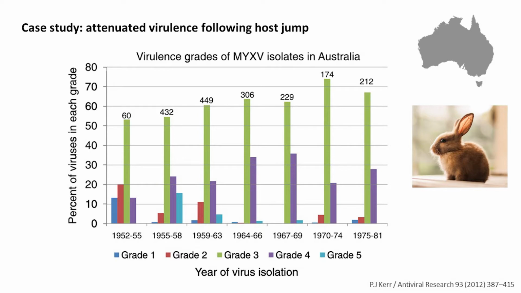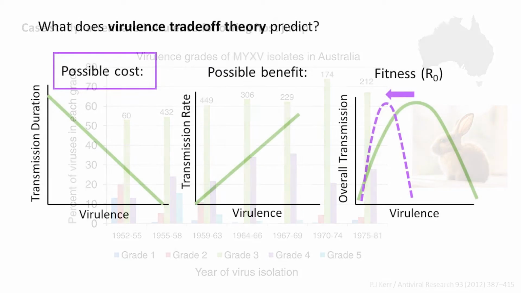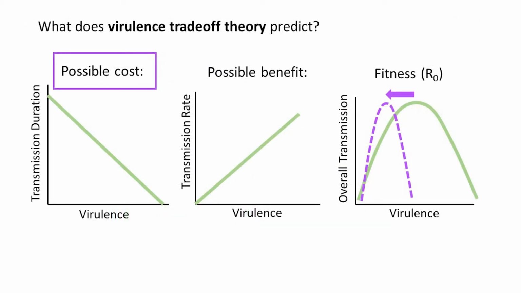So if you're a little fuzzy on trade-off theory, that's okay, I have a slide for you. The foundation of trade-off theory really rests on the idea that virulence confers both costs and benefits to the overall fitness or R0 value of a virus. A possible cost of virulence is that as virulence increases, hosts die, and transmission duration is really cut off by this mortality. A benefit could be that virulence confers increased transmission rate over time.